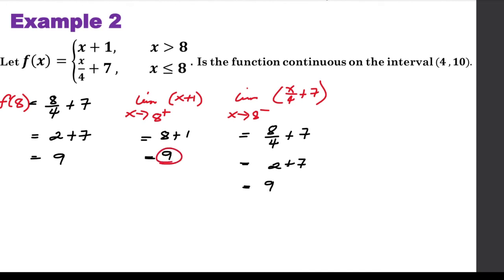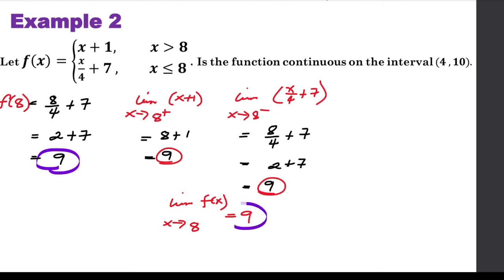Since the right-hand side limit is equal to the left-hand side limit, then the limit of the function as x approaches 8 is equal to 9. And since f of 8 is equal to the limit of the function as x approaches 8, then we can say that the function is continuous at 8. And on the given interval 4 to 10, the function is continuous.